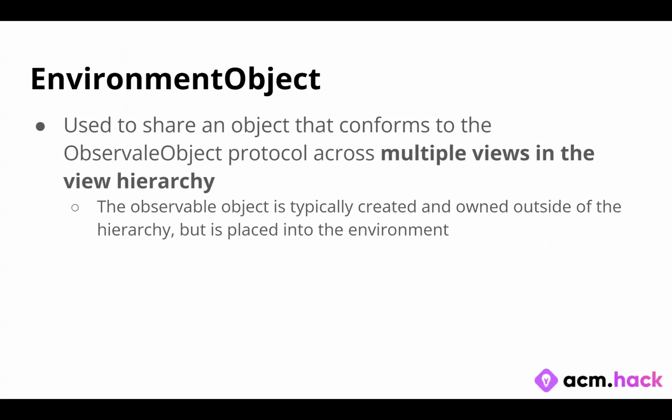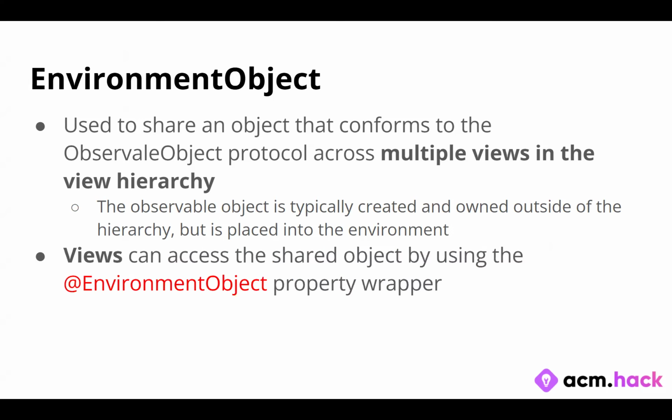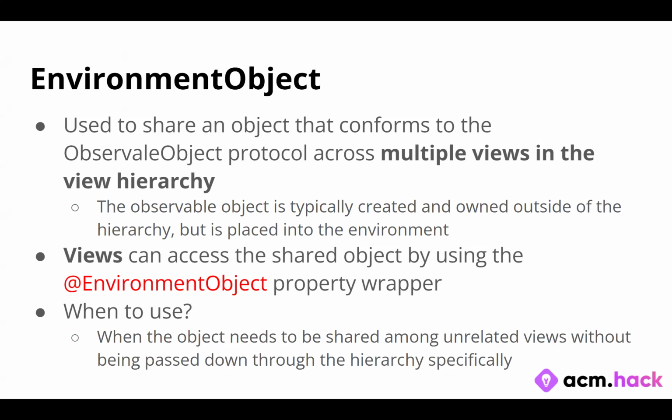Like the observed object that I mentioned earlier, this observable object is created and owned externally, outside of the view hierarchy. But unlike the observed object, it is placed within the environment, if that makes sense. Views can access this shared object by using the environment object property wrapper. It is used when the object needs to be shared among unrelated views without being explicitly passed down the hierarchy itself. Okay, so that's a lot of technical information.